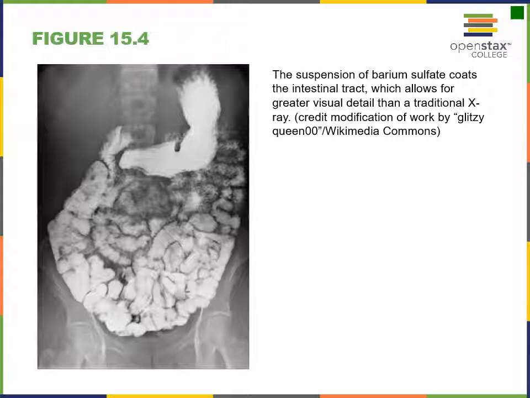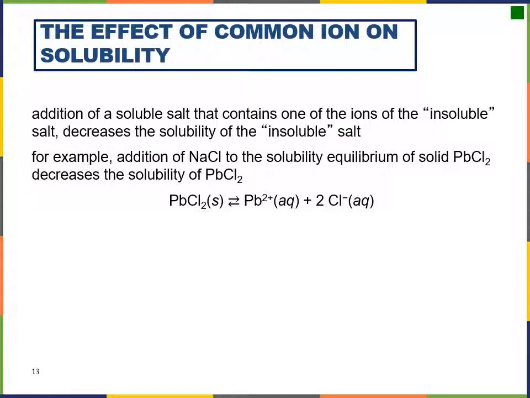We use solids or ionic compounds for some interesting things, including, in this case, a nice visual of some intestines using barium sulfate. It coats the intestinal tract. This stuff is pretty insoluble. So we can take and make things even less soluble. What do I mean by that? Well, we can use the common ion effect.